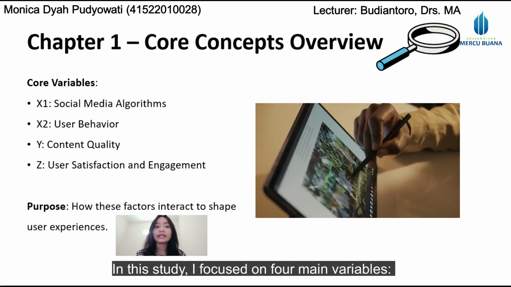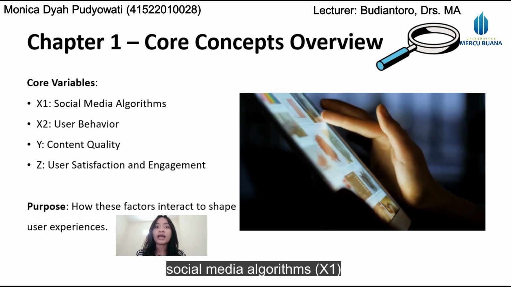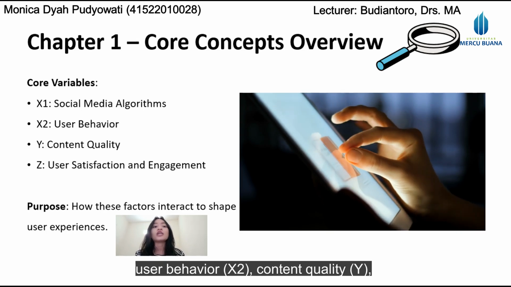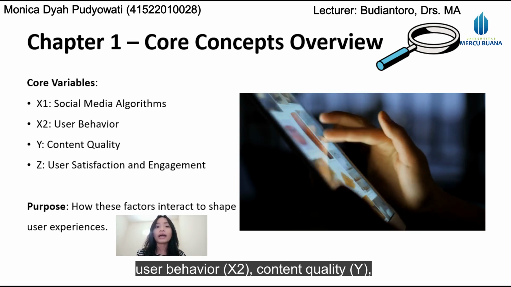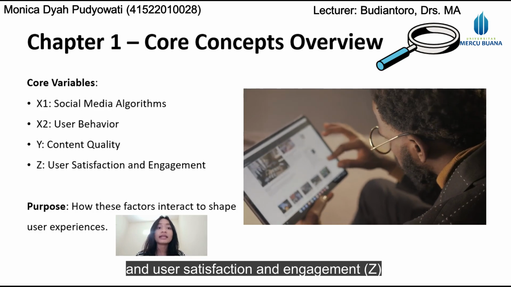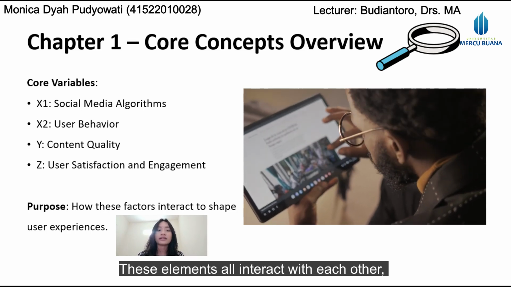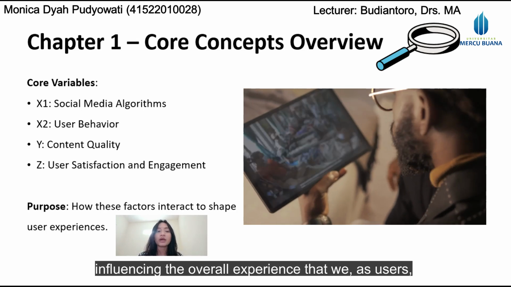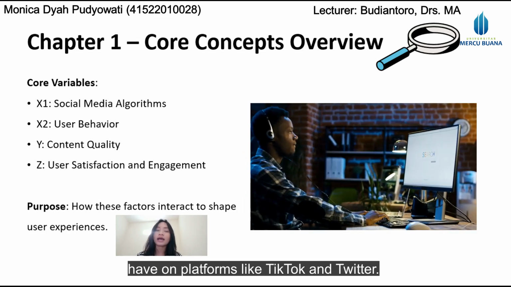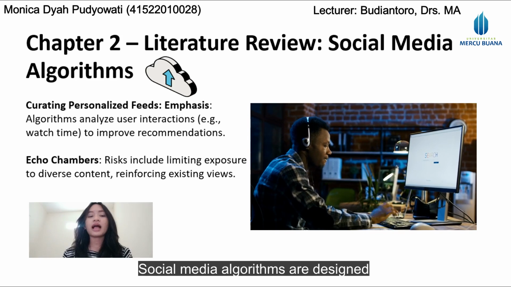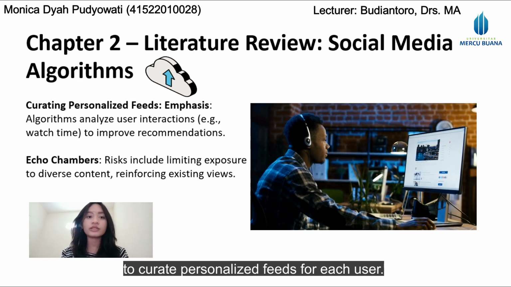satisfaction. In this study, I focused on four main variables: social media algorithms for X1, user behavior for X2, content quality for Y, and user satisfaction and engagement for Z. These elements interact with each other, influencing the overall experience that we as users have on platforms like TikTok and Twitter. Social media algorithms are designed to curate personalized feeds for each user.